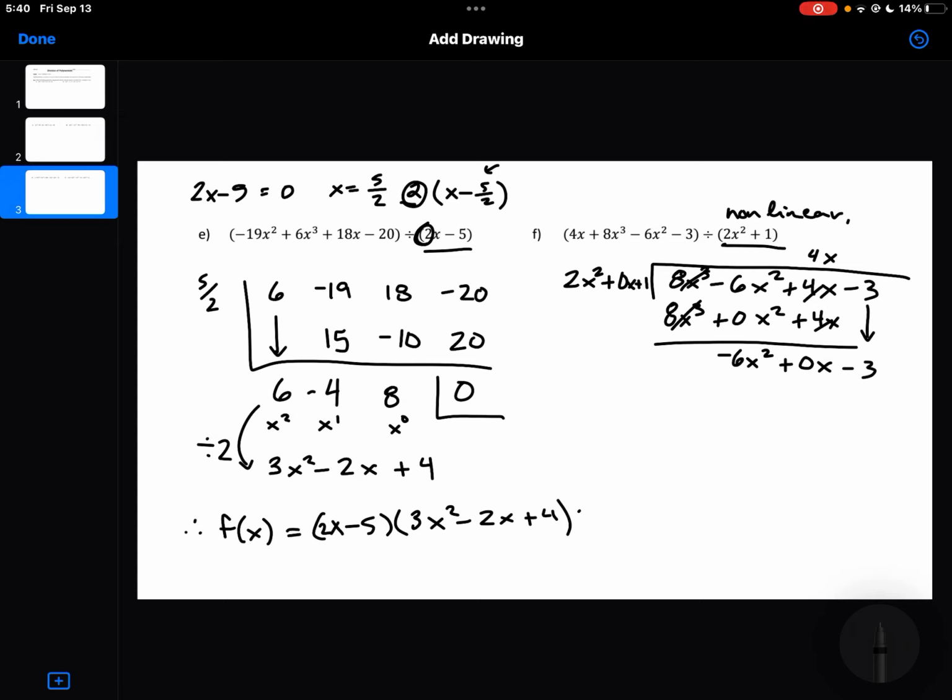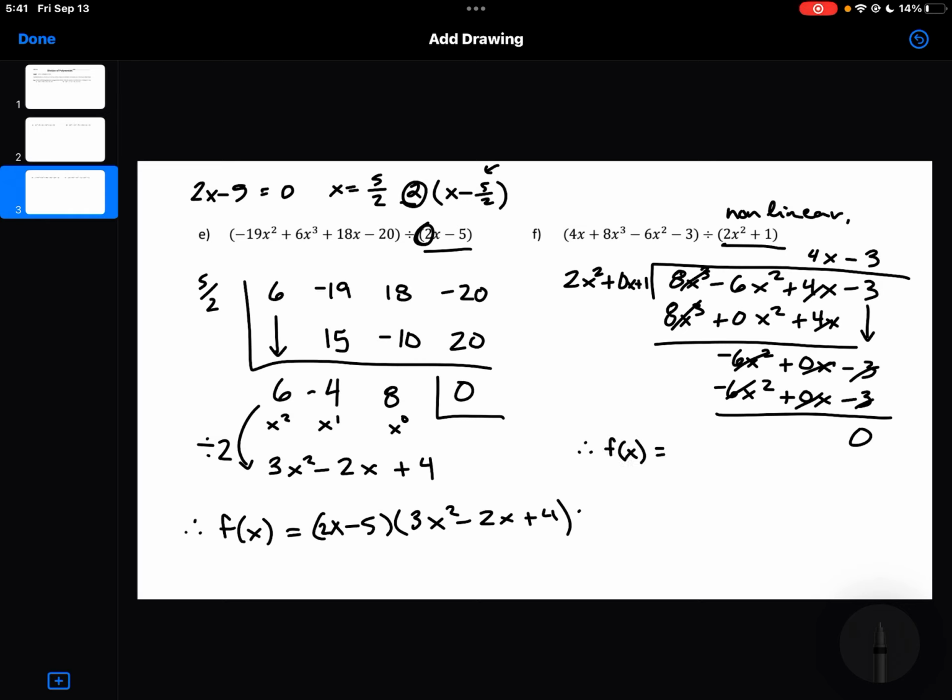Minus 6x squared divided by minus 2x squared is minus 3. And then I'm going to multiply through. So minus 3 times 2x squared minus 6x squared, we get 0x, and then minus 3. And we're going to subtract. These ones cancel, those ones are 0, and those ones are 0. So that means also that 2x squared plus 1 happens to be a factor of my dividend.